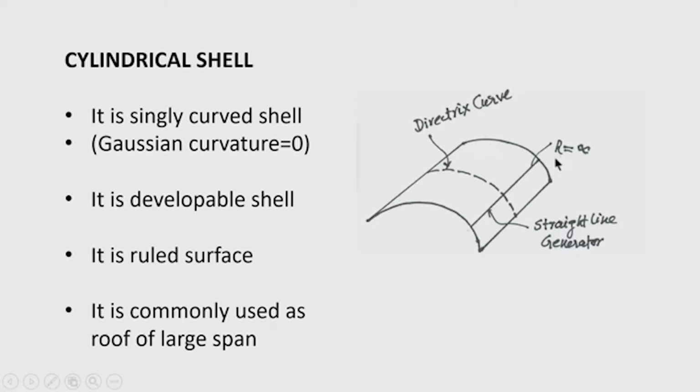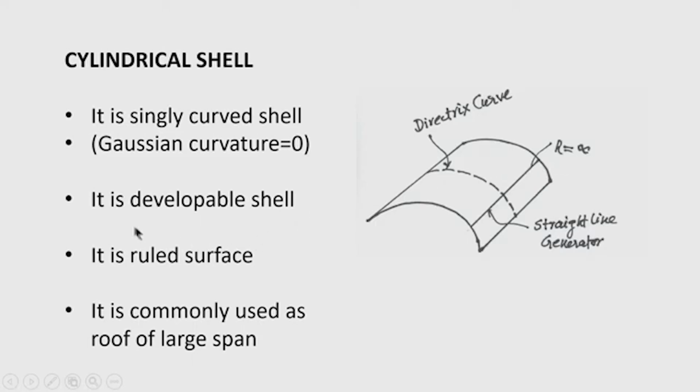So, Gaussian curvature 0 means the product of two principal curvatures, that is 1 by R 1 and 1 by R 2, is 0. That means, one radius of curvature is infinity. So, that is evident if I take a straight line generator which moves over the directrix, that is a plane curve. So, this straight line generator has infinite radius of curvature. Therefore, Gaussian curvature is 0.